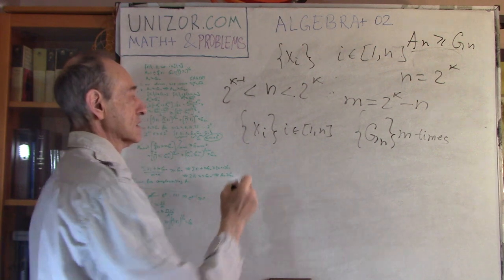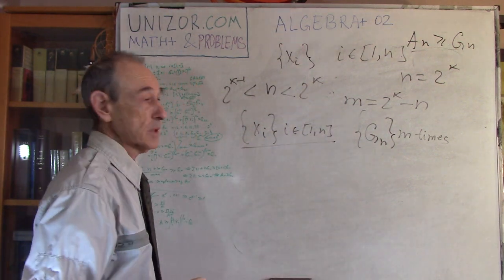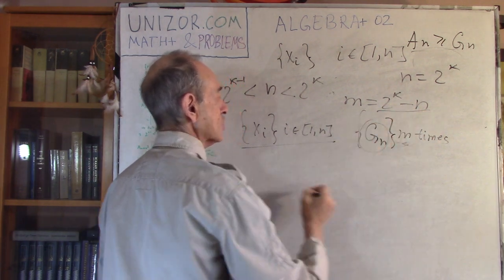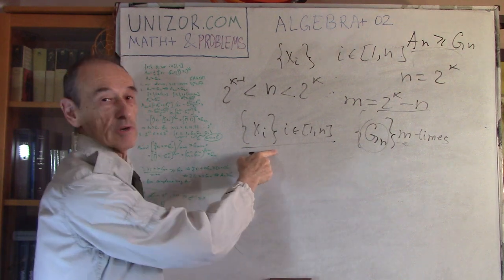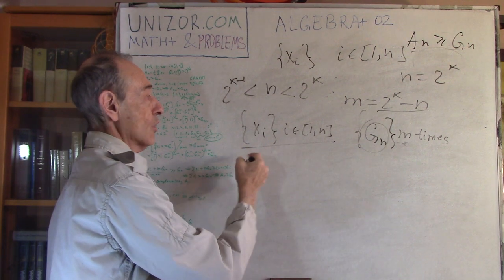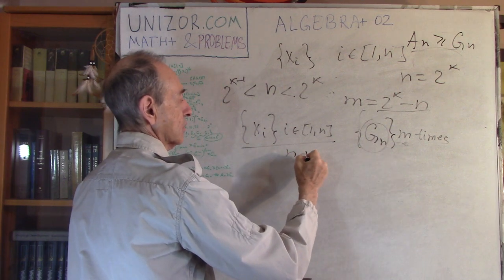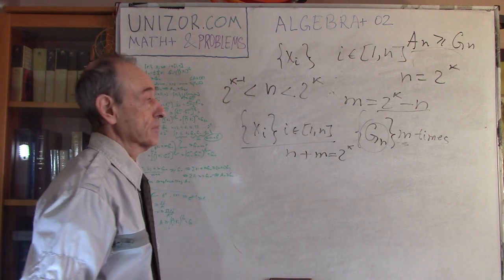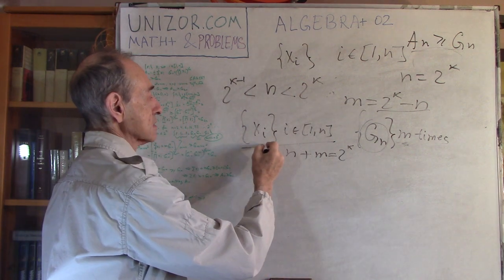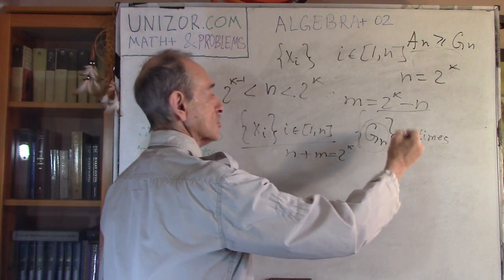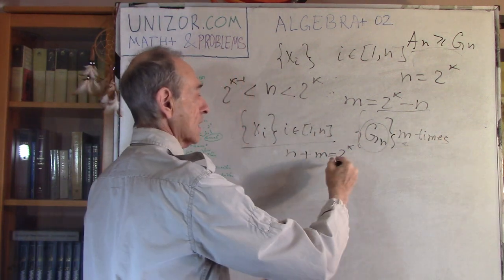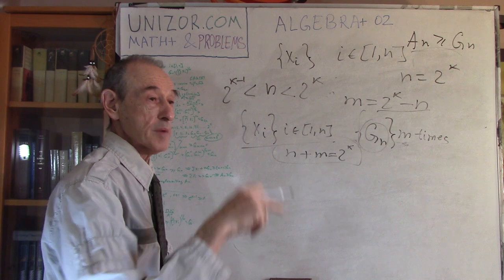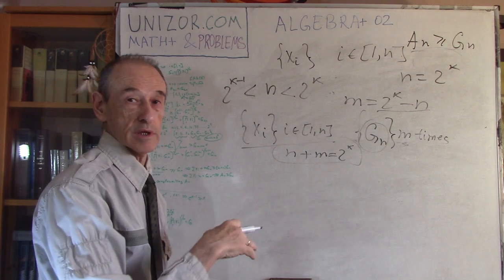So my new set contains n given elements and m copies of gn, where gn is the geometric average of these n numbers. So all together I have n plus m, which is 2 to the power of k numbers in my set. So x1, x2, etc., xn, and then gn, m times, all together constitute a set of 2 to the power of k numbers, for which my previous proof has already been done.